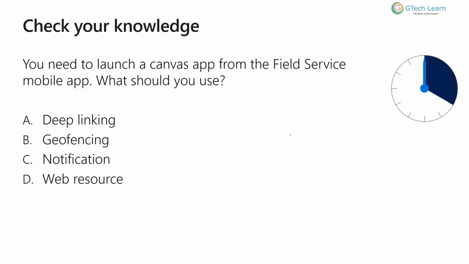Is it option A, deep linking? Is it option B, geofencing? Is it option C, notification? Is it option D, web resource? Your answers on the chat, guys. And let me start the timer now.